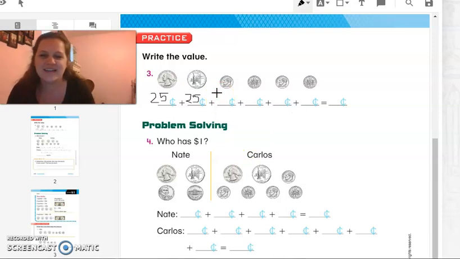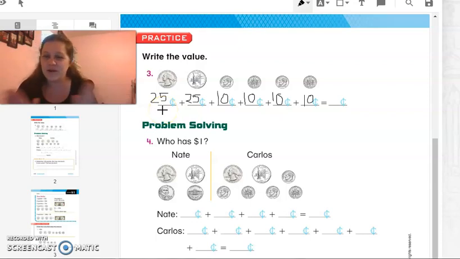So I'm going to write 10. I have another dime, another 10 cents, another dime, another 10 cents, and another dime, 10 cents. And I love how they put these coins in order, because your coins right now are already in order from the one that's worth the most, 25 cents, to the ones that are worth the least, 10 cents each. So this makes it a little bit easier for us to add them together.